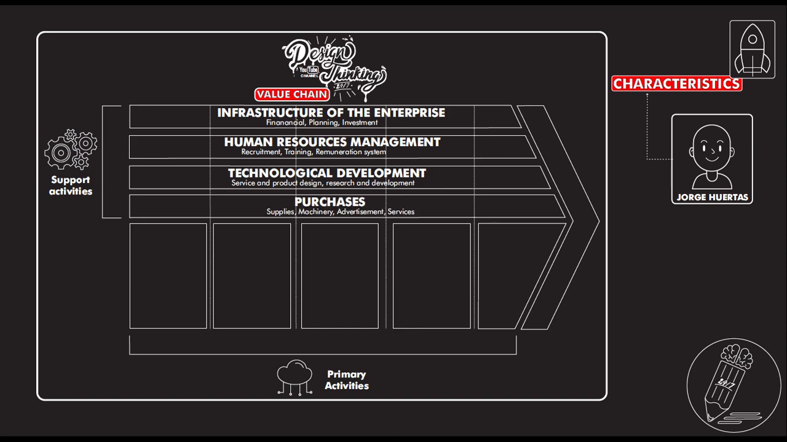After that, you have the department of purchases. It means when you buy supplies, machinery, advertisement, or service from an outside enterprise. It's very important to know every single task in detail and also who is responsible for it. So here and in the whole structure, you need to be very specific about all of that. After you have clear all your support activities, you go to the primary activities.